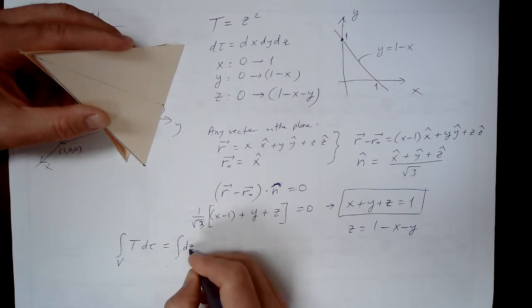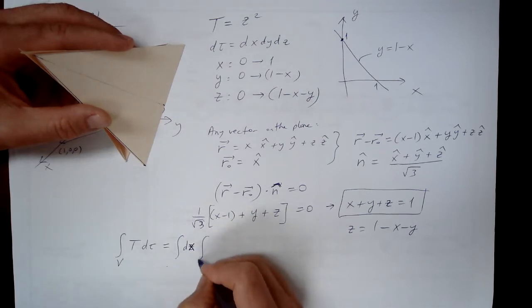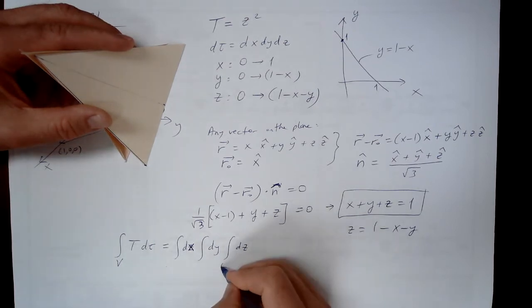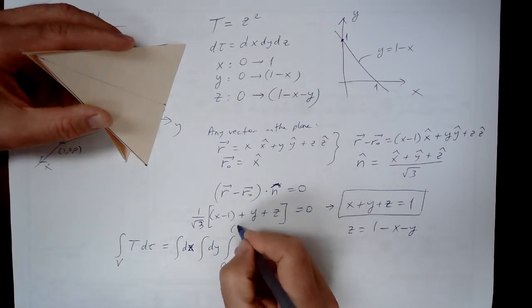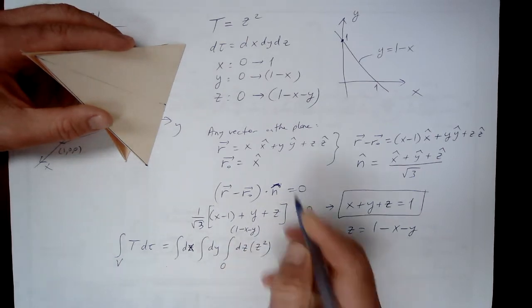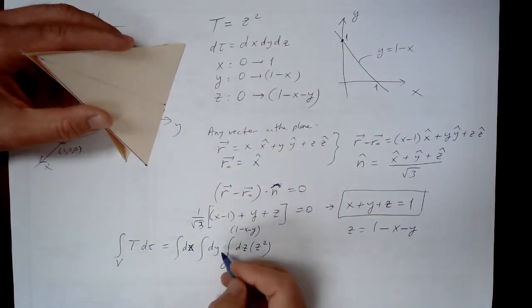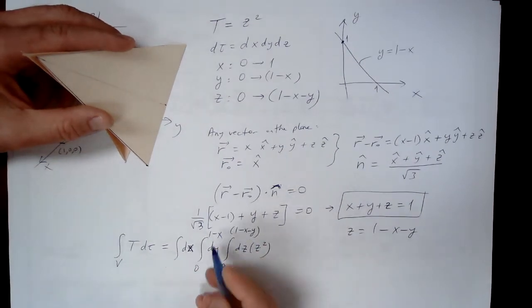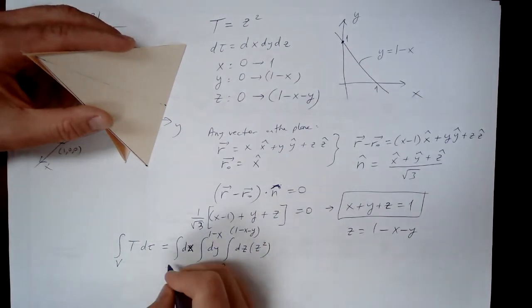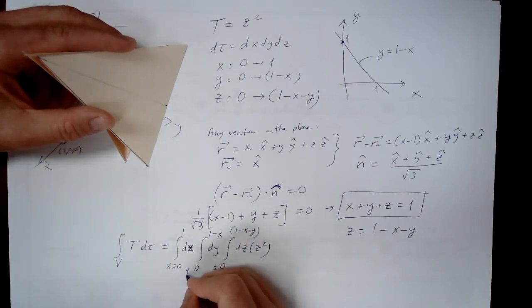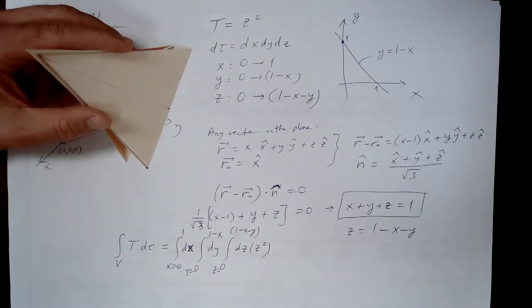So we should start in the reverse order. x will be the last, and then y, and then the z, which is 0 to 1 minus x minus y, and then it's z squared, right? That's the function. And then I'm going to take the y integral, which is 0 to 1 minus x. By then, everything will be in terms of x, and x will be 0 to 1.